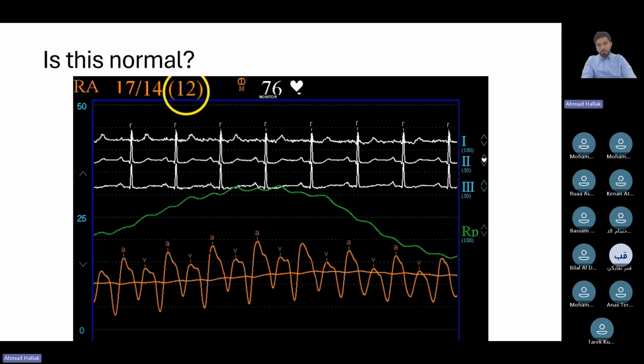Now look at this tracing and tell me what you think. So we have the EKG at the top. We have the respirometer telling you that the patient is inhaling and exhaling. Then you have the CVP, the A wave and the V wave. So do you think this is a normal CVP tracing or an abnormal CVP tracing?